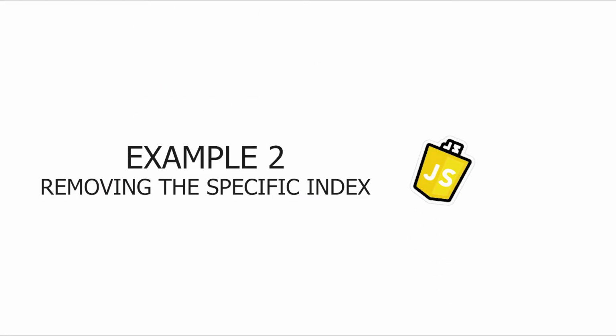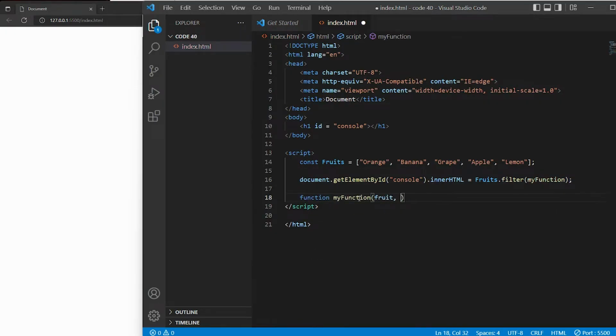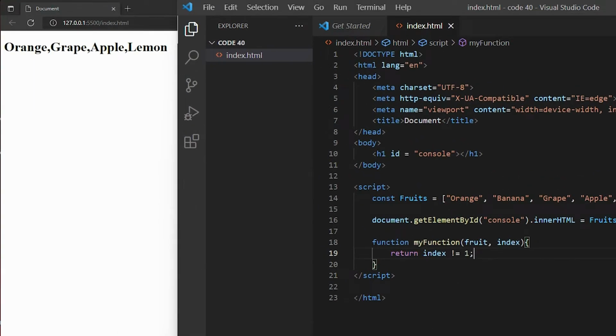Now we move on to the second example, filter with the index of the element. At this time, we need another parameter, the index, just like the previous example. But now, instead of removing the banana from the new array, we do the same thing with the index, which is not equal to 1, so we still get the same result.